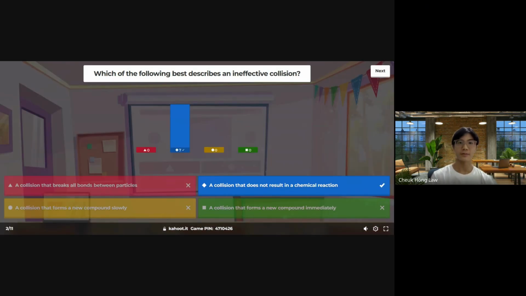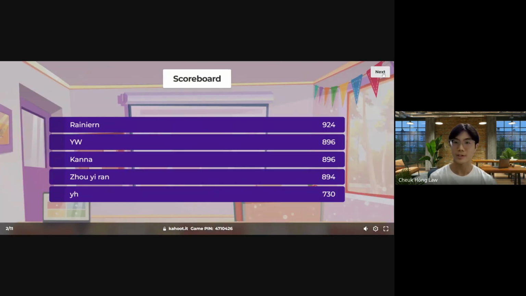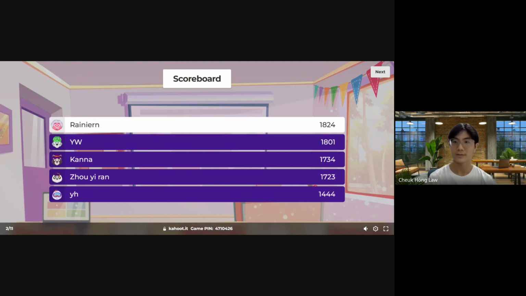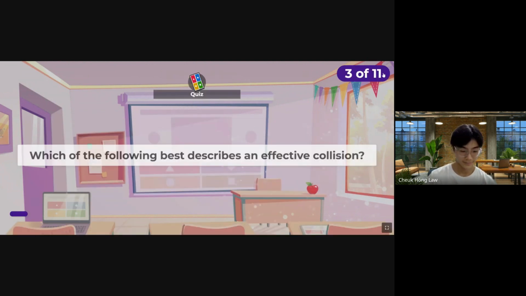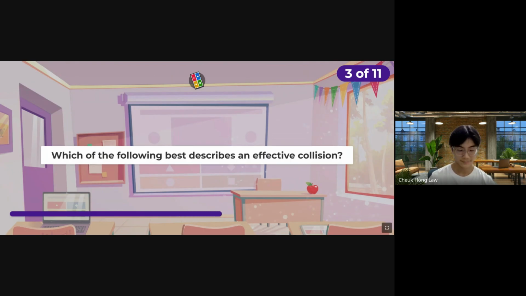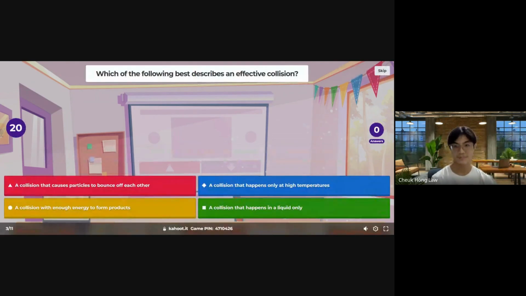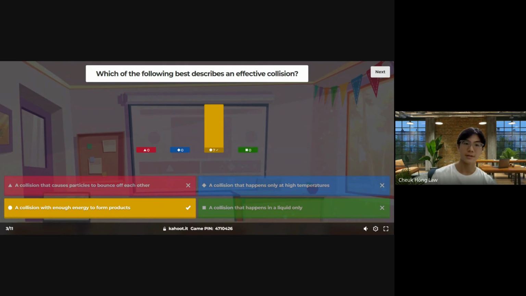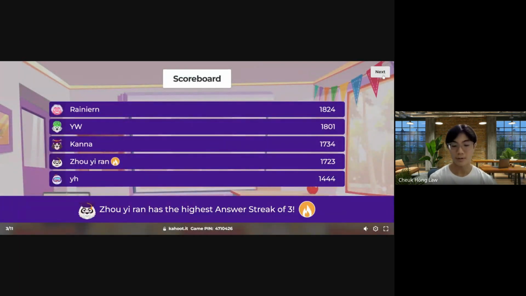Okay, nice. Everyone got it correct. So which best describes an ineffective collision? A collision that does not result in a chemical reaction. Good job, everyone. Yes, an effective collision is a collision with enough energy where you can form products. That means a chemical reaction has happened.